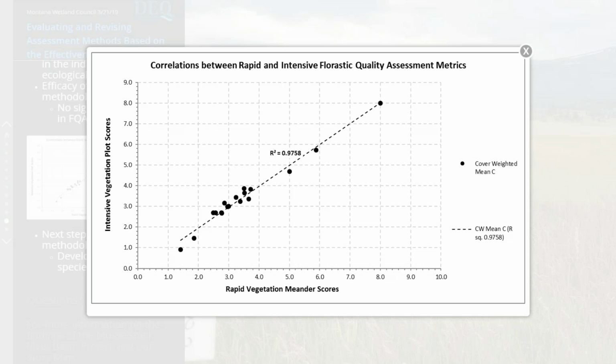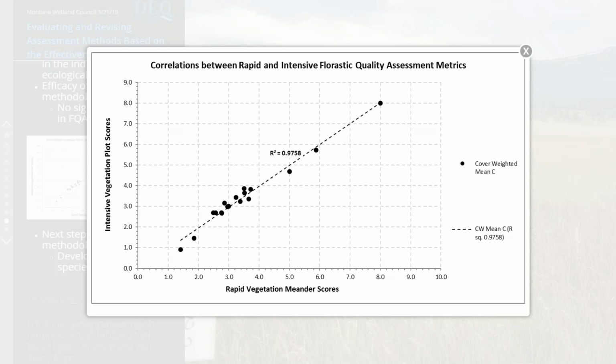And then this past winter, actually the first winter, we said, okay, is there any significant difference in, we used only cover-weighted FQA metrics, but is there any significant difference in cover-weighted FQA metrics between our intensive data and our rapid data? And essentially what we found is that there is not. You'll see that the correlation here is actually really strong. And we did this across 6 different FQA metrics, and the worst correlation we had was like 87%. So we're pretty confident that as it stands right now, it's pretty good data.